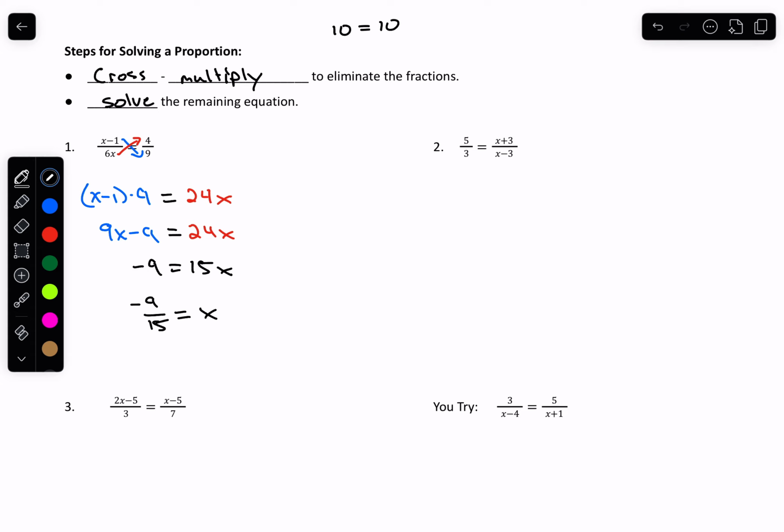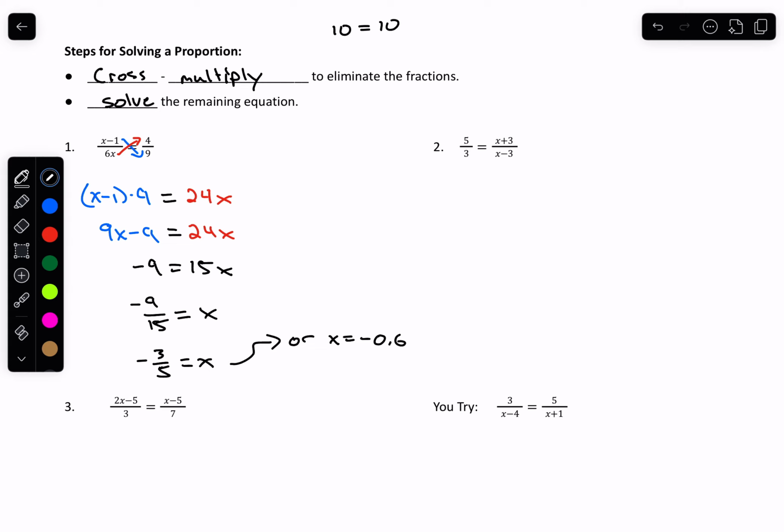And so we just want to make sure that we reduce fractions now. 9 and 15 are both divisible by 3, so we can reduce this fraction to be negative 3 over 5 is equal to x. And alternatively, this is also equivalent, so we can say or x equals negative 0.6, which is the decimal form. Now I want to clarify one thing real quick.